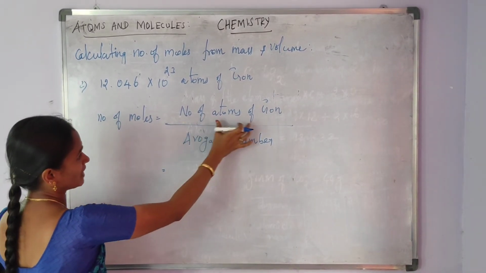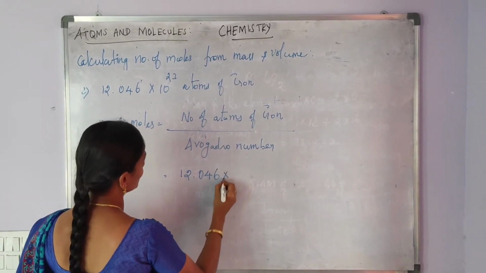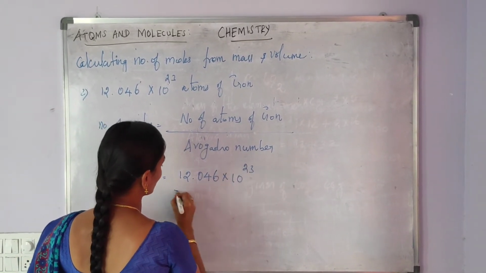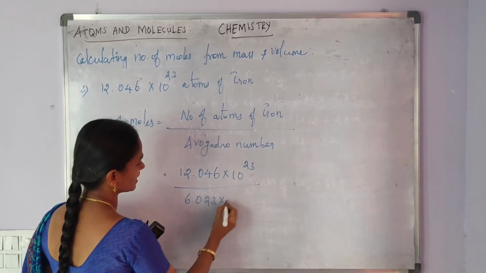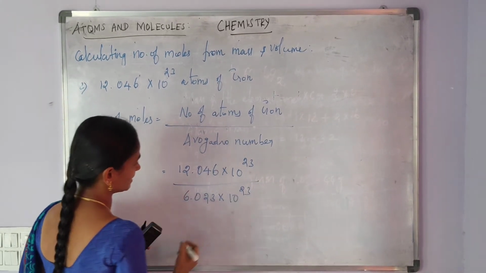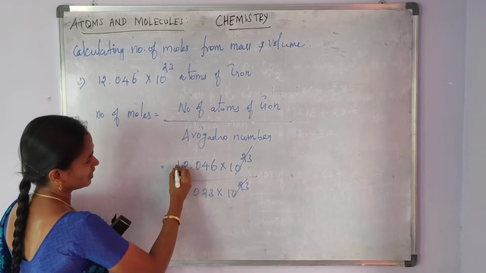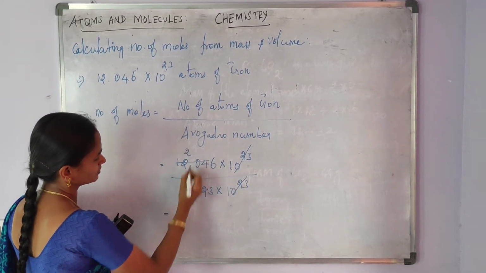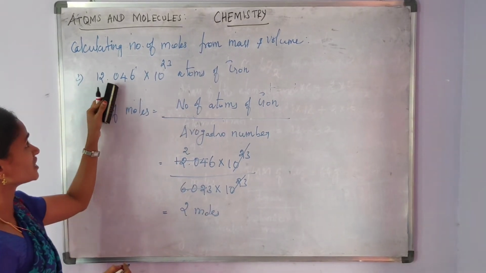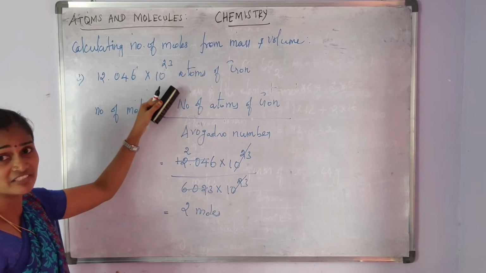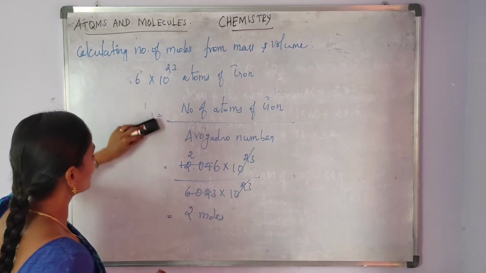So the number of atoms of iron is 12.046 into 10 power 23 divided by Avogadro number, 6.023 into 10 power 23. So 10 power 23 and 10 power 23 cancel, and we get approximately 2 moles. So 12.046 into 10 power 23 atoms of iron contains 2 moles.